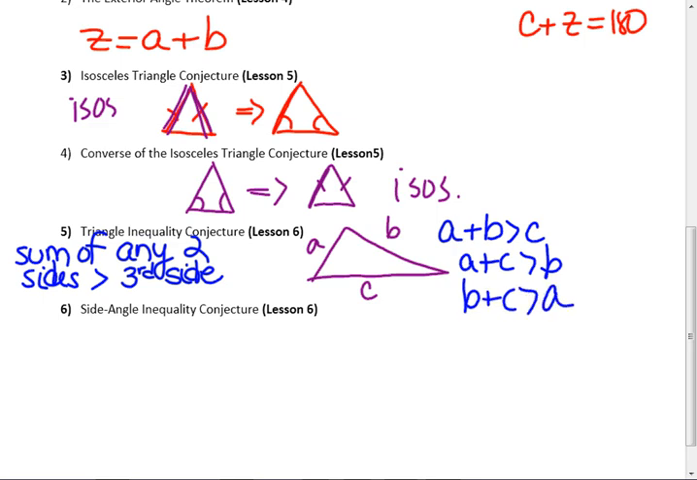Excellent. And when you do the Triangle Inequality, you've got to check all of them. You might find two that work, and the third one doesn't work. We're going to do a problem that's going to use that.